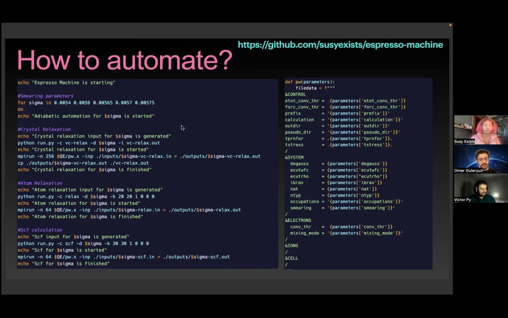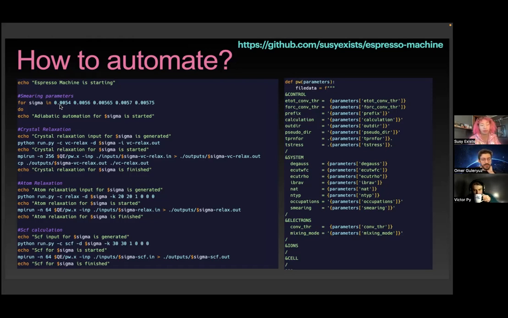But since we want an adiabatic approach, we don't want to change the system very quickly. With a small perturbation, we can change the system and observe how it behaves under these changes. To observe this, we need to do the same calculations over and over again. In this case, I wrote a script to automate it. I am running an iteration over the sigma values, which are my convergence parameters.